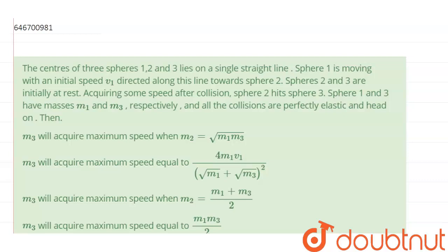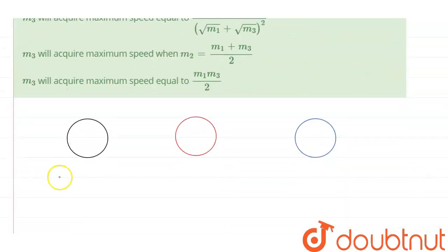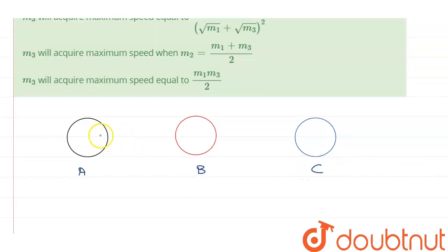So first of all, the situation is that we had three spheres: sphere A, sphere B, and sphere C. Now, this sphere A had some velocity. It collided with sphere B. Then, due to the collision, this sphere B got some velocity, and this sphere collided with sphere C.